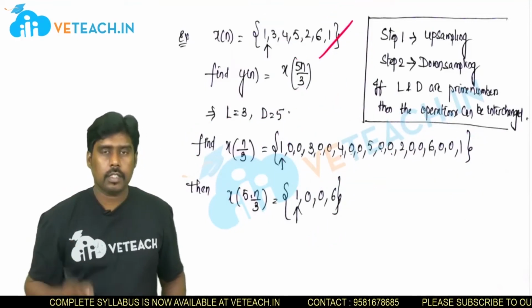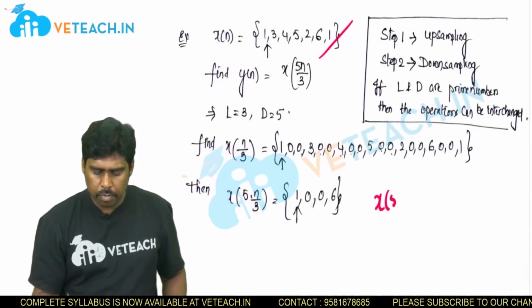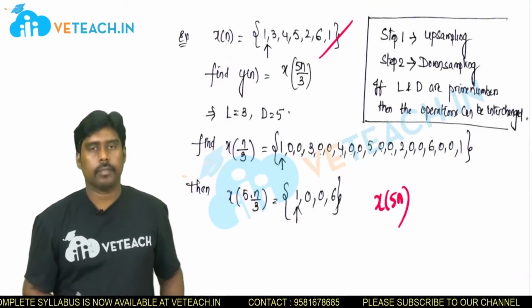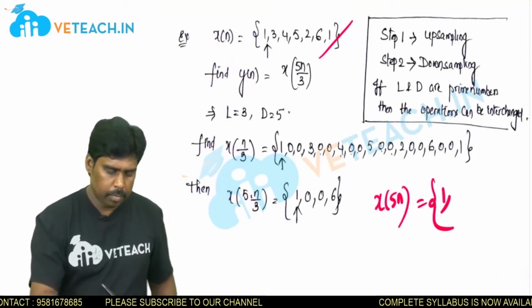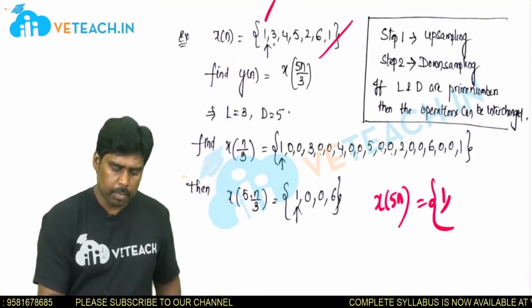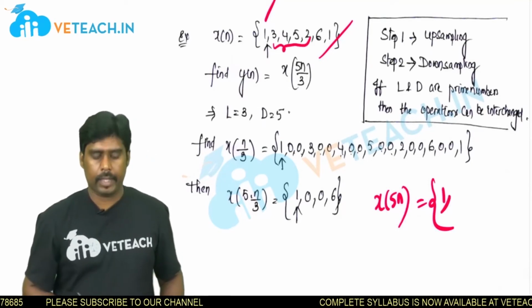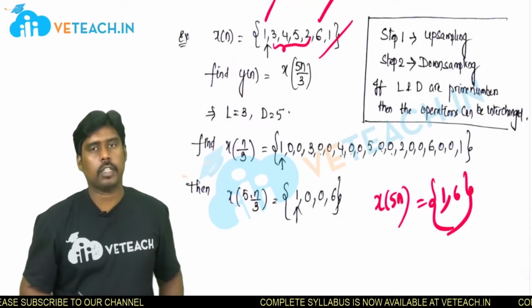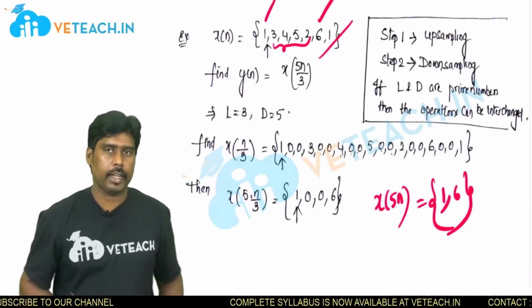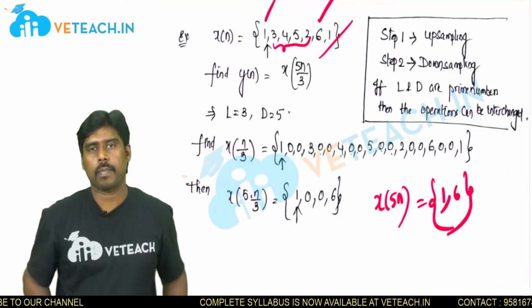This is the sequence, and if I do x of 5n, first I am doing downsampling. So write down the first point 1, neglect 5 minus 1, 4 samples: 3, 4, 5, 2. I am neglecting these 4 samples. Write down the next sample 6. Let us stop, because after that you have to neglect, and that is the end of the sequence.